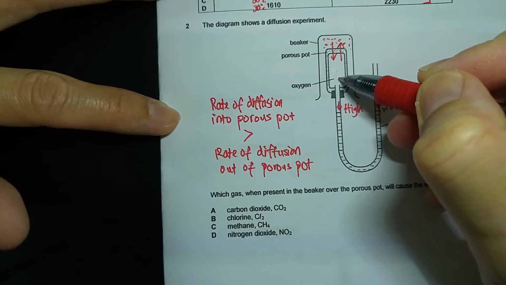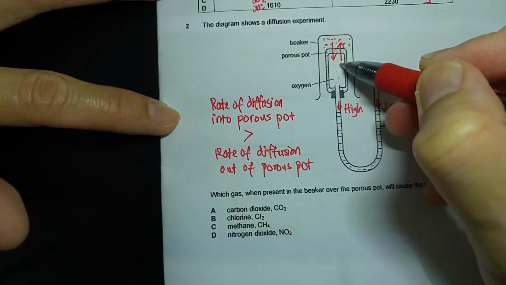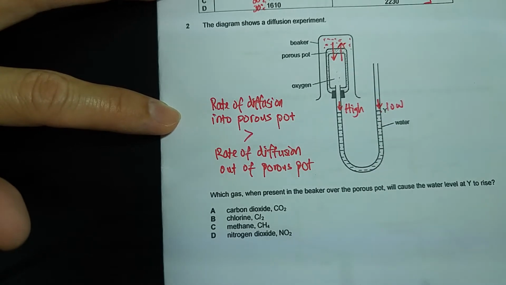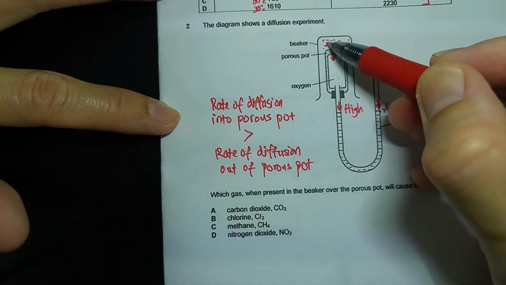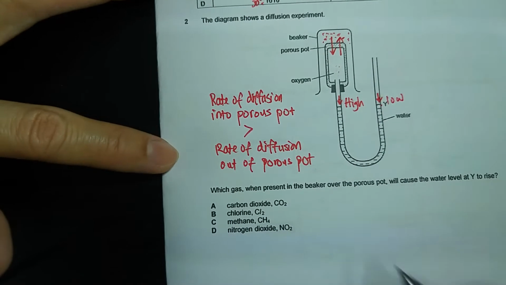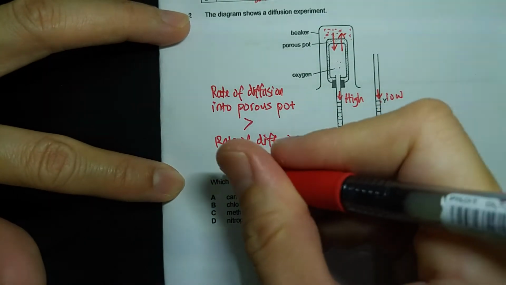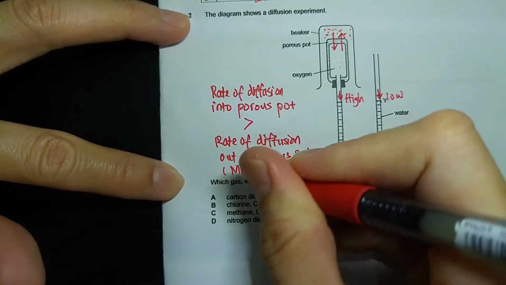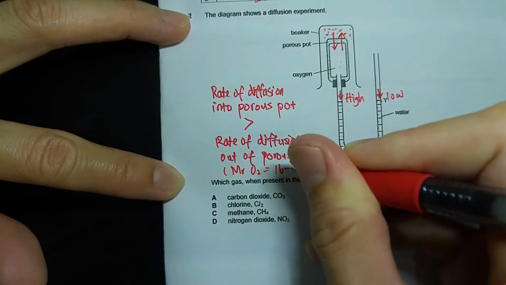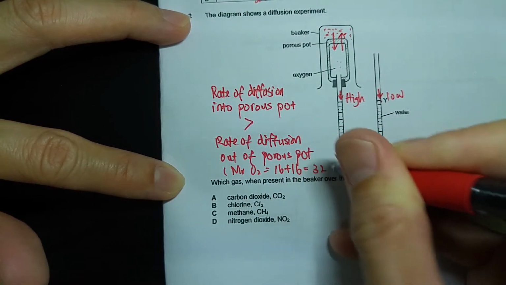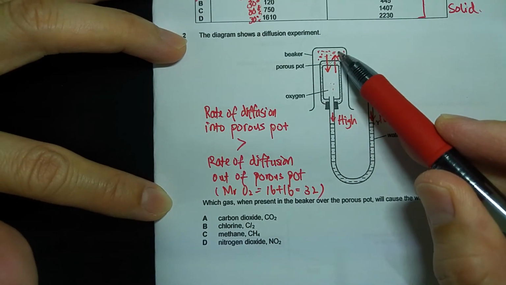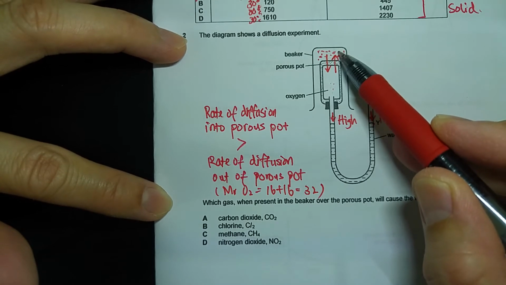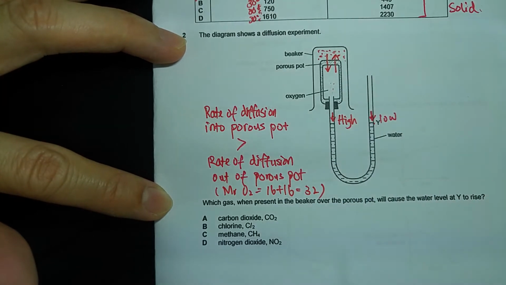Oxygen, the MR must be bigger, so that the rate of diffusion for it out of the porous pot will be slower. So this gas here, the MR must be smaller. Oxygen, the MR must be bigger. So what would be the MR of the oxygen? MR of the oxygen is 16 plus 16, which is 32. Which means that this gas here, the gas that needs to be found, the MR must be less than 32.